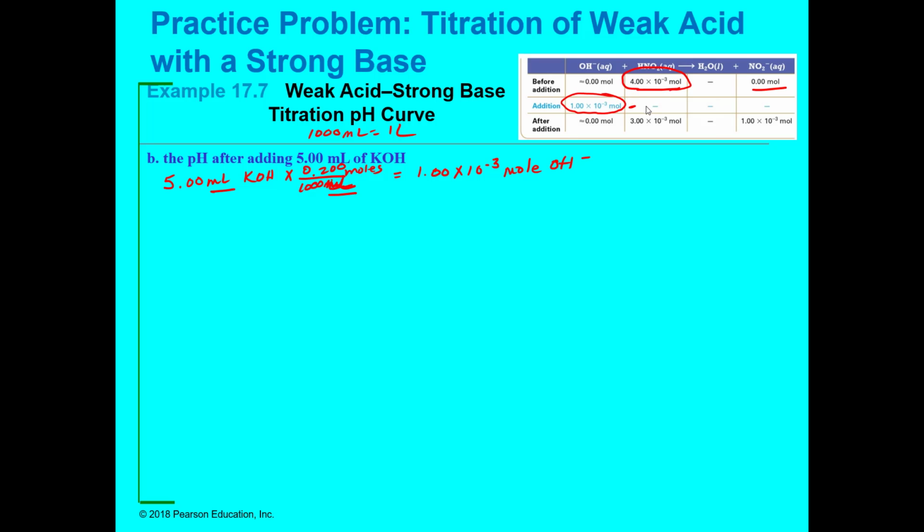And so I'm going to go down 1 times 10 to the minus 3 moles, which is going to leave me with 3 times 10 to the minus 3 moles of my acid. And I'm going to make 1 times 10 to the minus 3 moles of my salt. With me? So once I figured that out and I know what the new concentrations are, then I can do Henderson-Hasselbalch, okay?